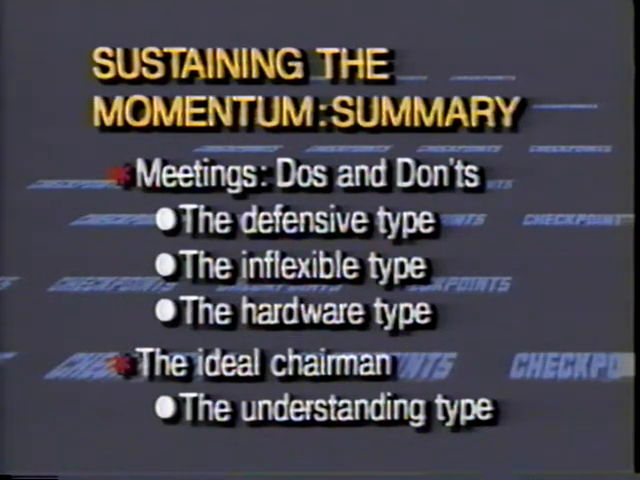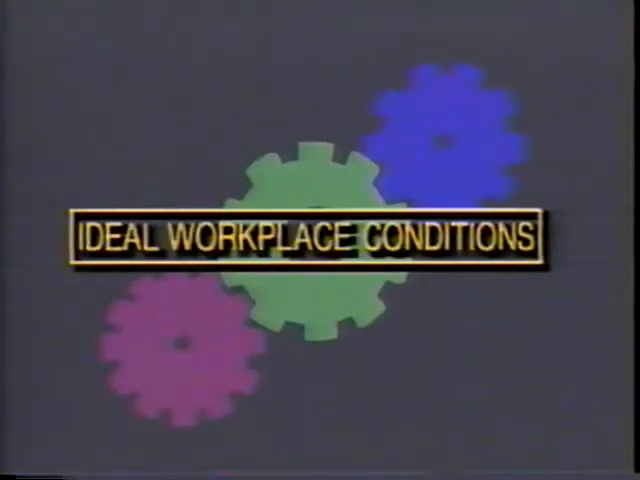Let's check some important points for sustaining momentum. There are many phrases to avoid in meetings, and three bad types of attitude: the defensive type, the inflexible type, and the hardware type. The ideal chairman for a meeting is the understanding type. So, in conclusion, what are the ideal conditions for really proceeding smoothly and effectively with energizing the workplace? Let's take a look at 6 important checkpoints.